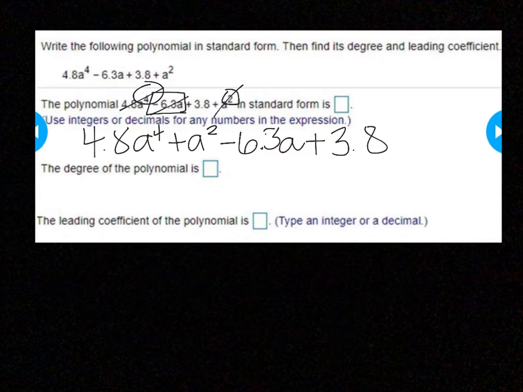The degree of our polynomial is given by the highest exponent that we see, whether it's in standard form or not. It's still the highest exponent. So here it's 4. And then our leading coefficient is looking at that highest exponent. What is the coefficient? So 4.8.